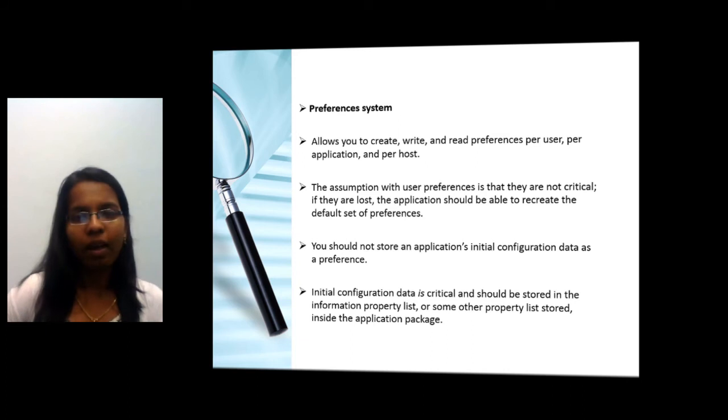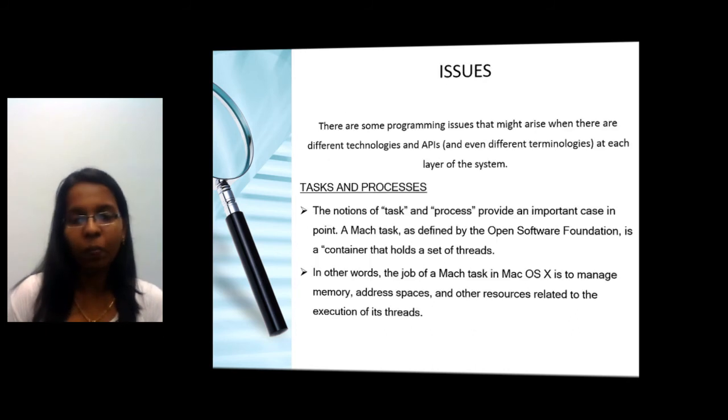The preference system allows you to create, write, and read preferences per user, application, and host. User preferences are not critical. If they are lost, the application should be able to recreate a default set of preferences. You should not store an application's initial configuration data as a preference, because this is very important. Initial configuration data is critical and should be stored in the information property list or some other property list stored inside the application package.